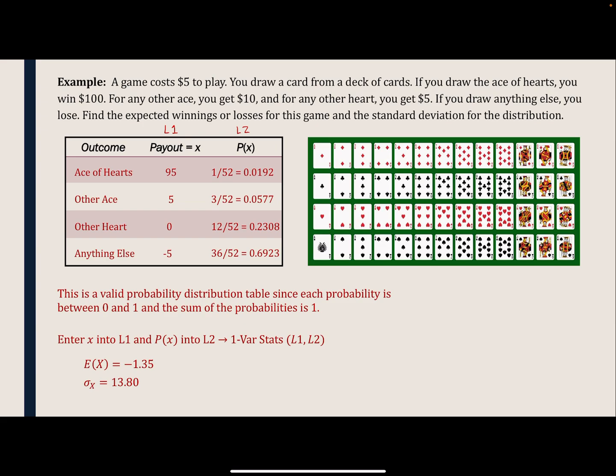Okay, in our next video, we'll talk about the binomial model.